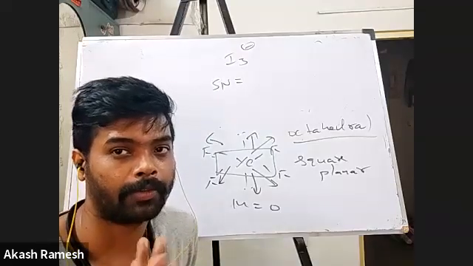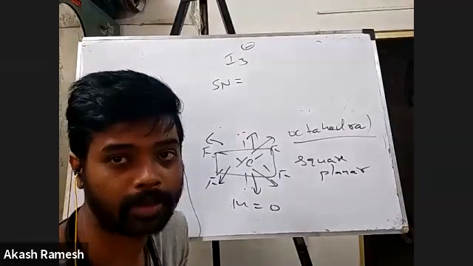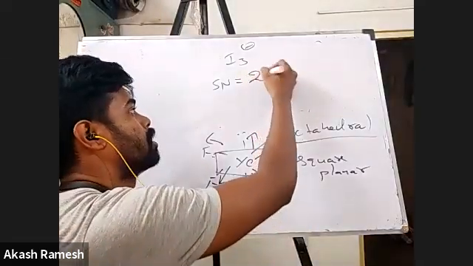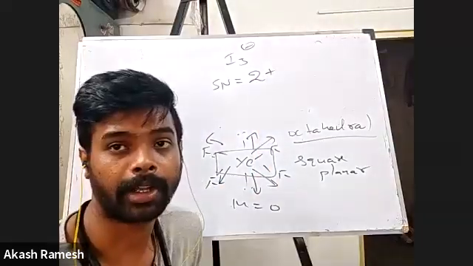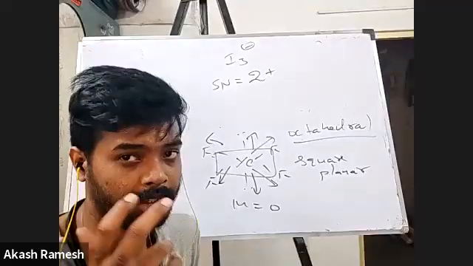Steric number, steric number. So let me give you a tell me. 4, sir. There are 2 bonding atoms. Okay, there are 2 bonding atoms. How many lone pairs are you expecting? 2 lone pairs.